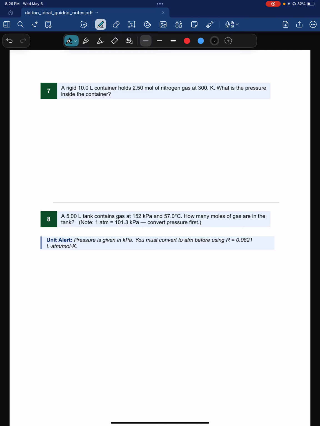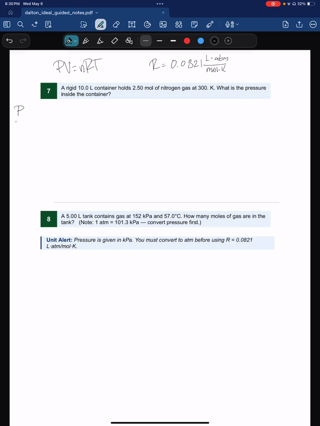All right. Hopefully you've had a chance to go ahead and work on that. I just want to write up at the top that R is equal to 0.0821 liter atmospheres per mole Kelvin, just to remind myself. And of course, if we wanted to, we could write PV equals nRT.